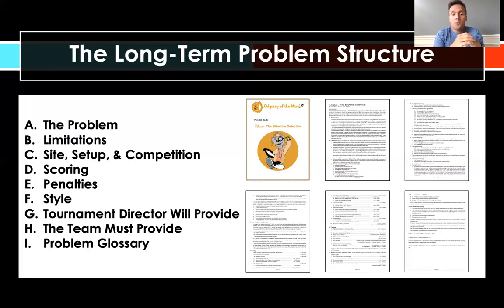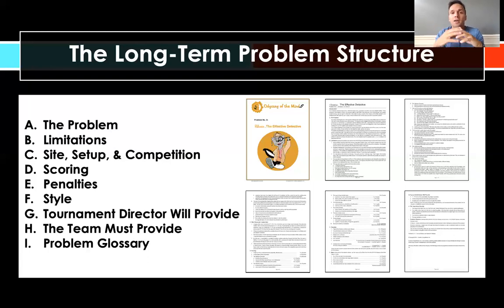In G, we'll talk about what the tournament director will provide. So the day of competition, what you can expect to be provided, which includes things like extension cords, audience seating, a certain amount of space for you to perform in, just so you know what to expect regardless of wherever your competition happens to be. H are things that you must provide as a team. That includes the list of required elements that you have, a team required list that spells out what judges should be looking for in your solution. All of that is outlined in section H of your long-term problem.